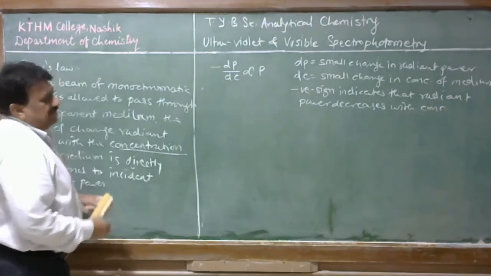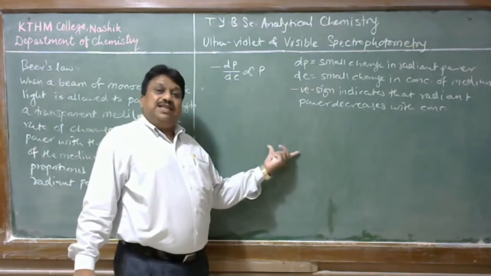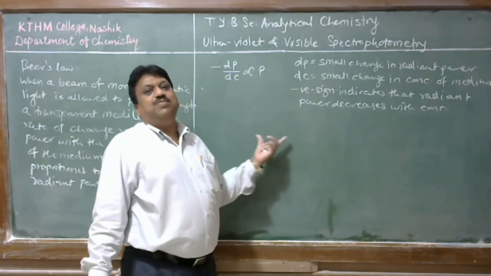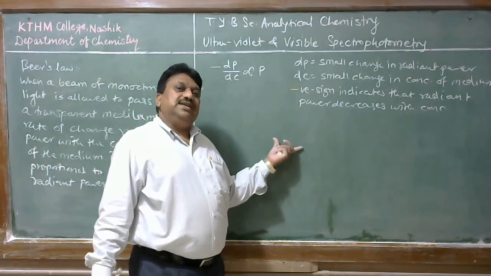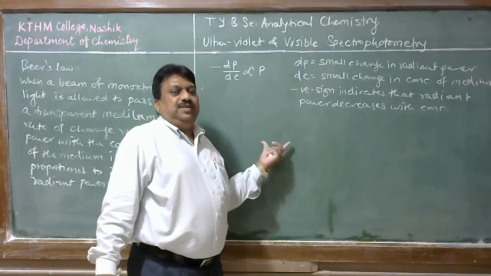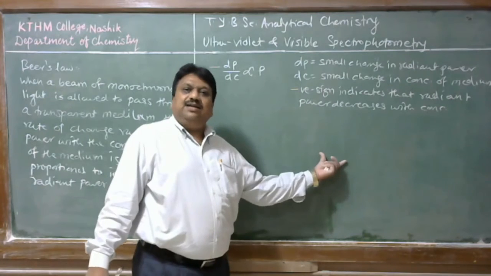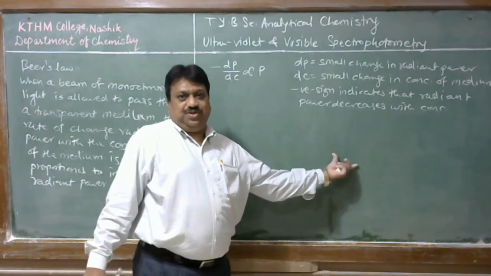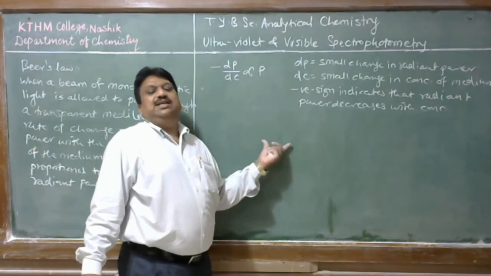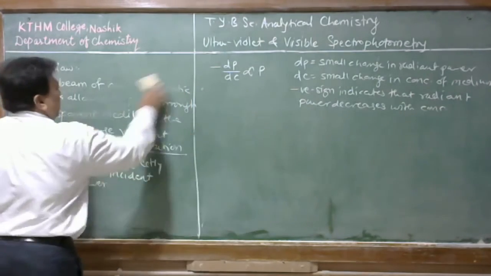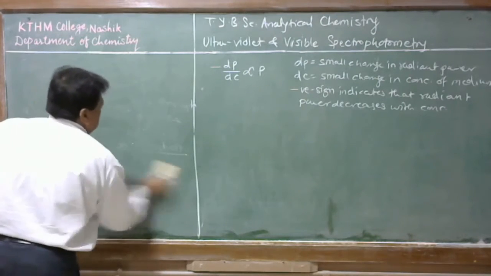In case of Lambert's law, we considered a layer system. We increased the path length of each layer linearly, and we observed that transmittance decreases exponentially. In that case, each layer had an identical concentration, that means we increased the path length at constant concentration of the solution. Now in Beer law we keep the path length constant and linearly increase the concentration. Therefore, according to Beer law, it will be like this.